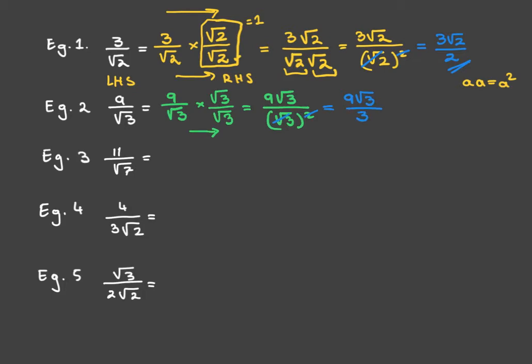But now we can simplify further. So what we can do, 9 divided by 3 is 3. So our final answer is 3 times square root of 3.